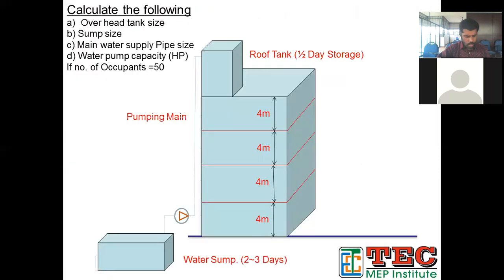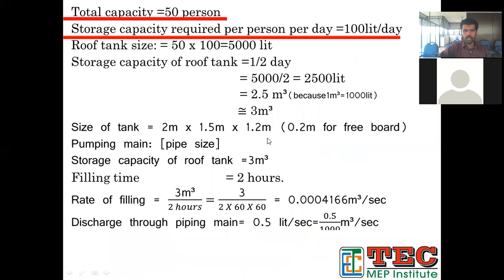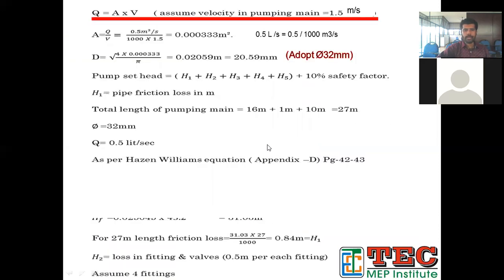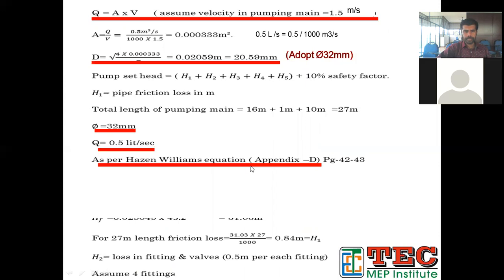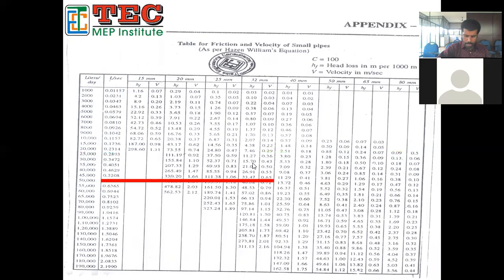Now you know the formula. Pump formula we have already seen: mass into acceleration into distance divided by time taken. We have already seen it in the first slide. So next we are going to find out the pump capacity only. To find the pump capacity, we will be getting it in HP, horsepower. So the formula that we have already seen is mass flow into 9.8 into total head divided by efficiency.